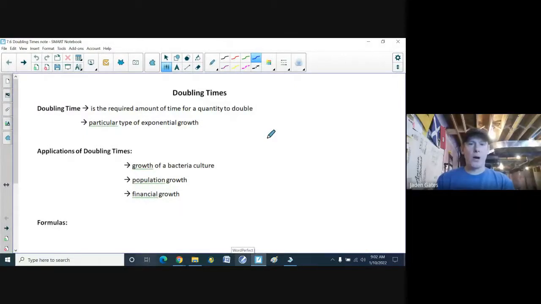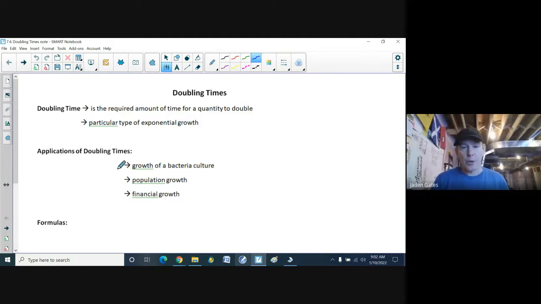All right, so our next topic here, continuing on with exponential equations, is we're going to look at something called doubling times. Now, doubling time is the required amount of time for a quantity, and a quantity is just anything you can count, to double. And again, because you're talking about growing, it is a particular type of exponential growth.